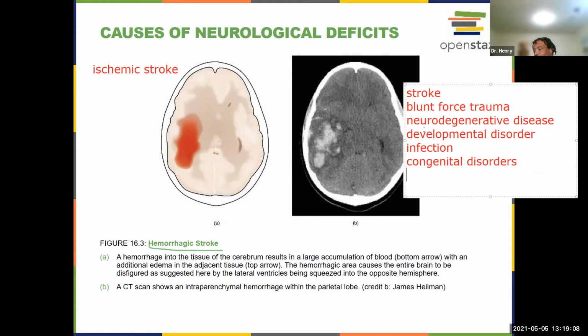But in the case of autism, they're not really sure what the effects are. At this point, they believe that there's maybe a miswiring, or the connections are not properly formed during development. It's not as well understood as some of the others.